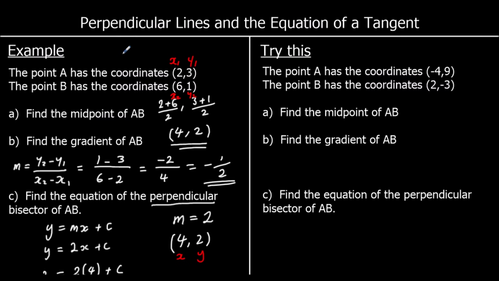So again, we've got 2 points, A and B. The first part is to find the midpoint. So the midpoint is going to be halfway between the x coordinates and halfway between the y coordinates. So halfway between 2 and negative 4, and halfway between 9 and negative 3. So halfway between 2 and negative 4 is going to be negative 1. Halfway between 9 and negative 3 is going to be 3. So the midpoint is negative 1, 3.